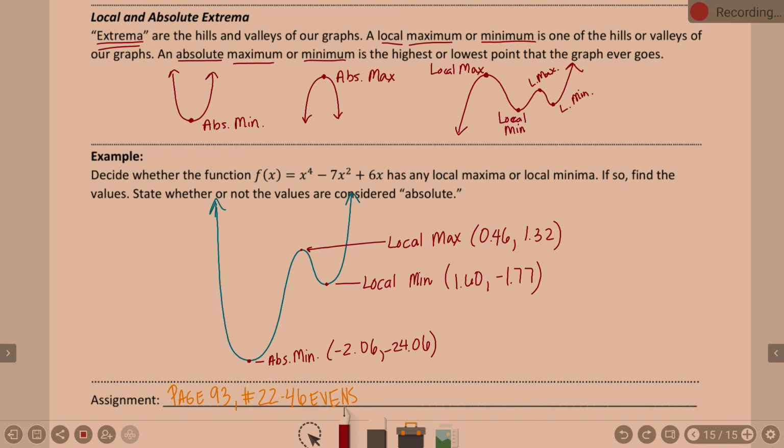Okay, so that's a new little trick on your calculator. Very similar to zeros, which if you remember how to do zeros, it's a piece of cake. Okay, page 93, 22 through 46 evens, and you guys have a couple minutes. Like 6 minutes, technically. Crazy, I know.